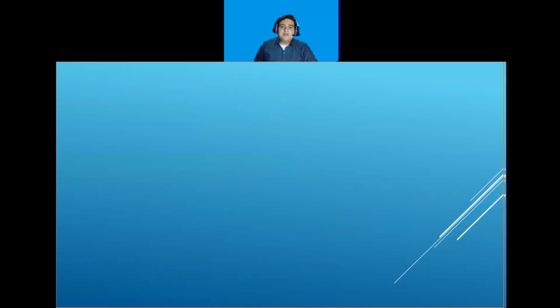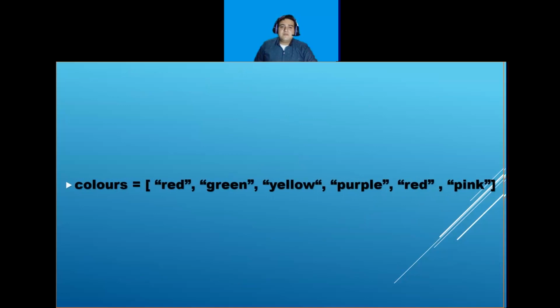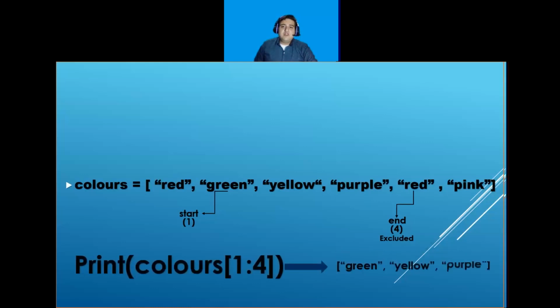For another example, let's take another list. From this list, I want the output as green, yellow and purple. So I will give the start index as 1 and the end index as 4. So my output will be green, yellow, purple. So this will be my output.